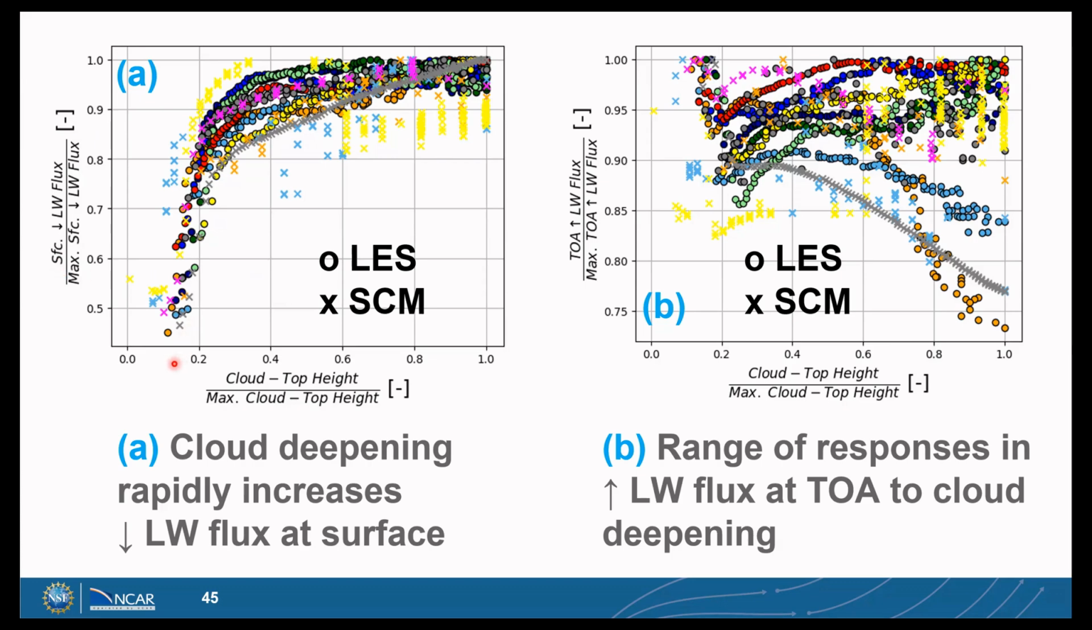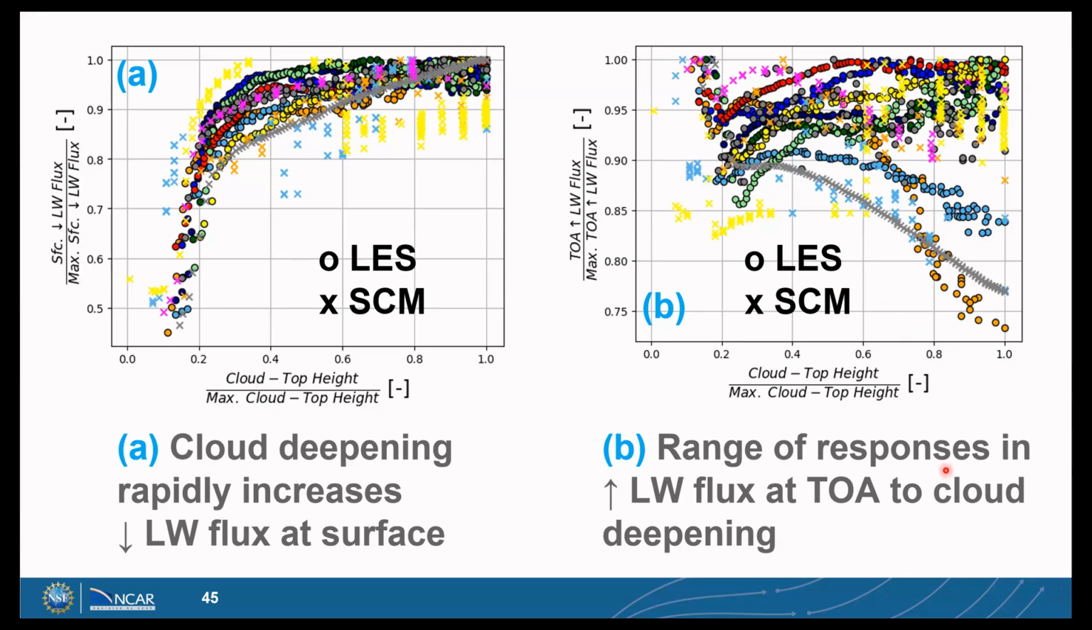But you can see that pretty quickly as your clouds deepen, that rapidly increases the longwave flux at the surface. I mean, makes sense, right? You develop cloud, and really through time, your cloud base is probably pretty constant. It's not changing a whole lot, and so that's why you're getting kind of this leveling off.